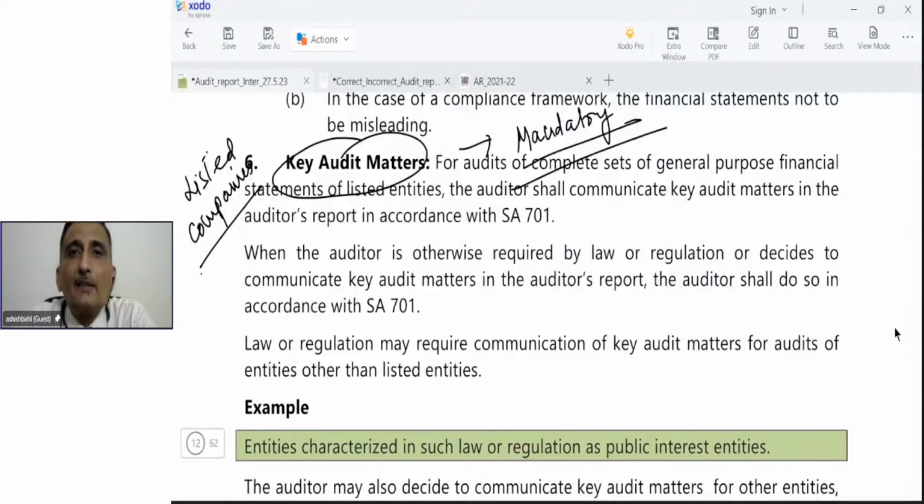Okay, it is not that the matter in respect of which he modifies his opinion, he would state as a key audit matter. It is not like that. When he has to modify his opinion, then he would modify his opinion. His responsibility does not end by stating it as a key audit matter.